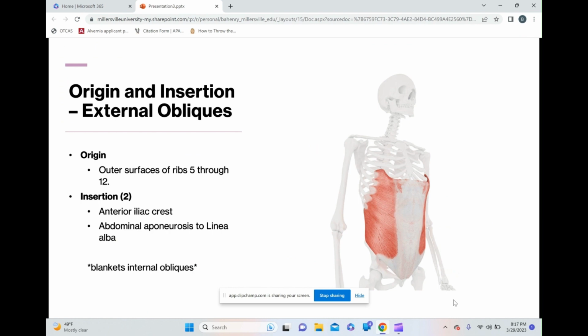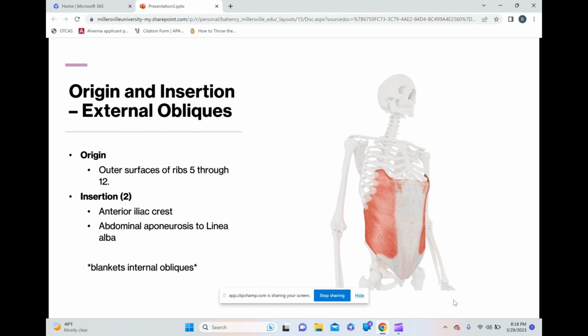Next, we will discuss the internal and external oblique muscles. The origin of the external obliques is on the external surface of ribs 5 through 12. This is where the external obliques connect to the bone to anchor to the body. The insertion point for the external obliques is at the anterior or frontal portion of the iliac crest, or more commonly just known as the hip bone. The external oblique muscles also have a connection to a white sheet of fibrous tissue called the abdominal aponeurosis. The external obliques lastly have connection to the linea alba, which is also a blanket of fibrous tissue.